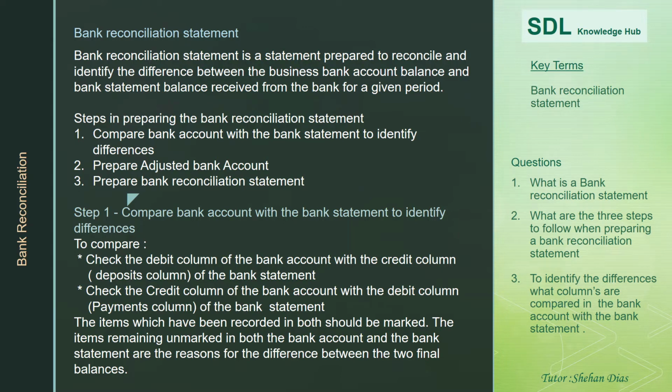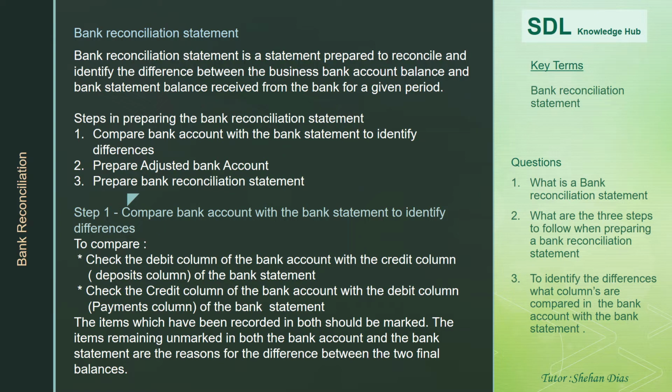So if you look at the steps in preparing the bank reconciliation statement, first step is to compare the two, that is the bank account balance of the organization with the bank statement to identify the differences. Then step number 2 is to prepare the adjusted bank account, and finally we can prepare as step 3 the bank reconciliation statement. So we will look at each of them in detail.